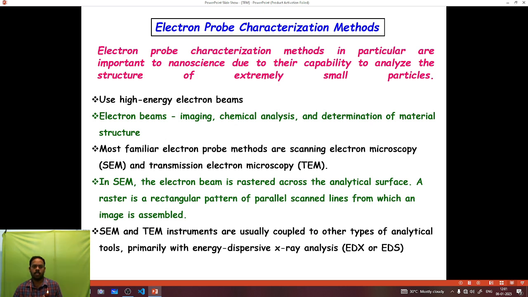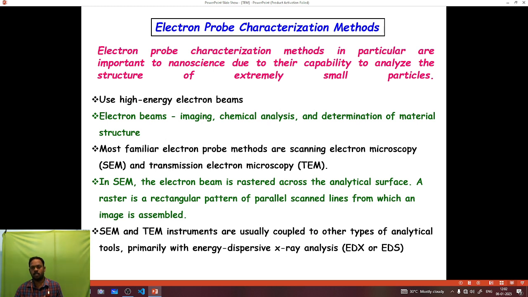These two techniques mainly involve the electron beam. Based on the secondary effects produced after the interaction with the sample, the different scanning or transmission electron microscopic techniques will be adopted. So both are electron probe characterization methods. The two techniques play with the electron beam. Electron probe characterization methods in particular are important to nanoscience due to their capability to analyze the structure of extremely small particles.